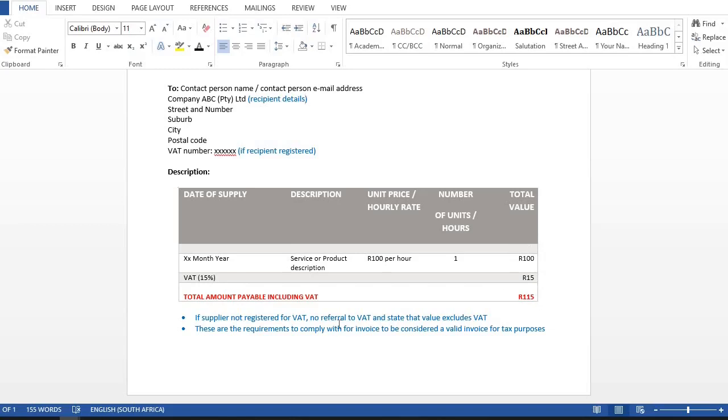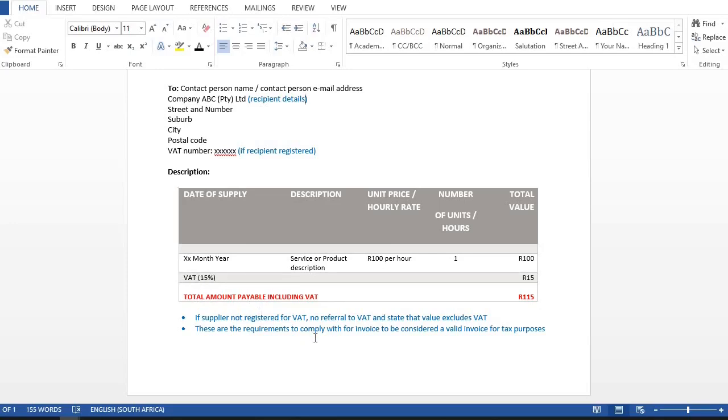So what is important, if the supplier, you as the company, are not registered for VAT, then you don't want to make any reference to VAT, and also state that the value excludes VAT. So that is important. If you are not registered for VAT, then don't give any indication of VAT here on the invoice.